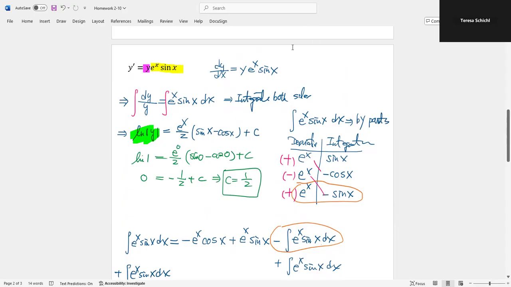All right, that's it. That's for today. And I'm glad we were able to work on this problem and use it to review some of our integration skills.